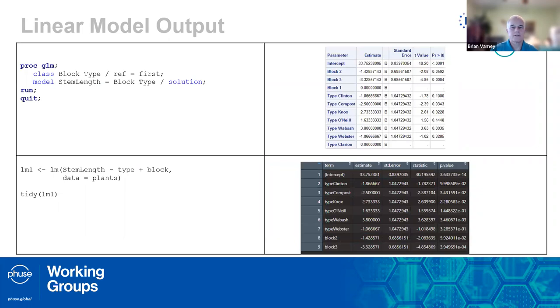And also just looking at all the parameter estimates using the solution option on the model statement in GLM, we can use the tidy function and you can see the estimates match for the simple linear model. All right, so that's all for my part. Next, we're going to talk about contrasts and can turn it over to Kevin Puchko.